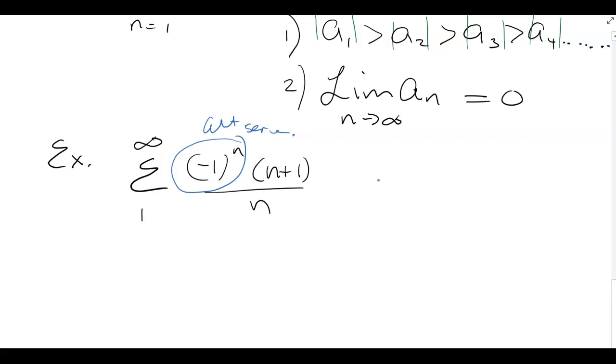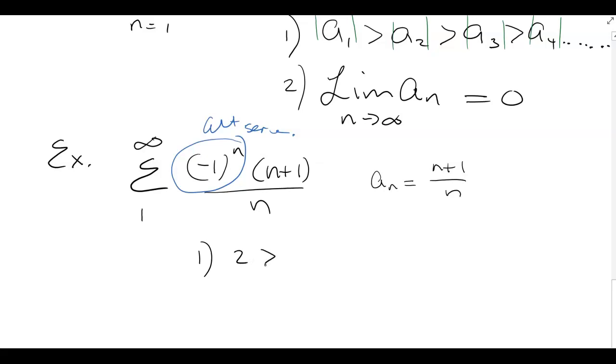So our alternating series, by definition, the a sub n part now is just (n plus 1) over n. So condition 1, let's just do some terms of our a sub n. We're not concerned about the negative 1 to the n piece. We're just looking at the a sub n, or the absolute value of the whole series. When n equals 1, I get (1 plus 1) over 1, I get 2.